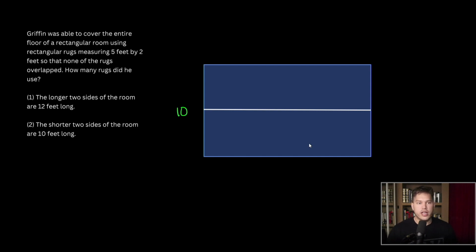Now let's put the two together. If I'm told that the longer side is 12 feet and the shorter side is 10 feet, well then now I do have enough information. I know the dimensions of my room. Therefore, both statements together are enough to solve the problem. So my answer is going to be choice C.